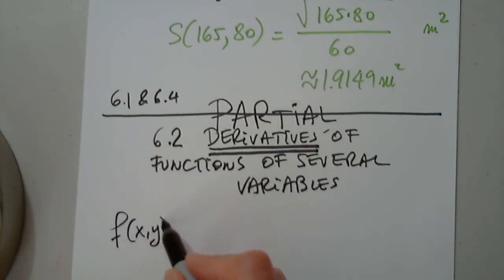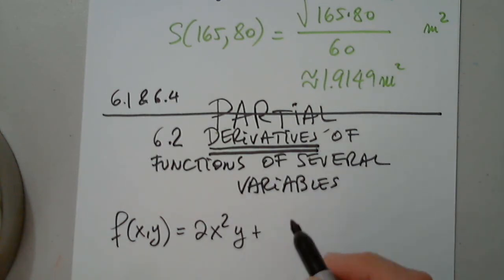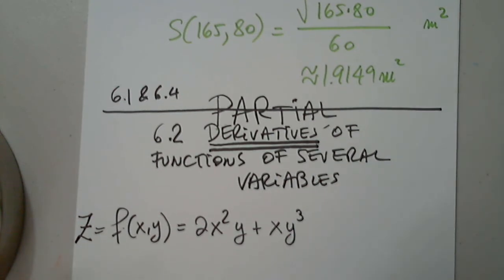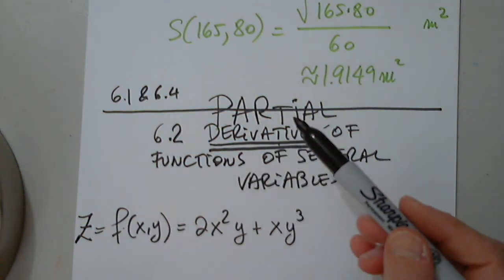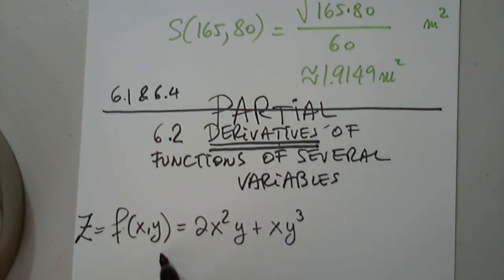So, okay, here's a function. Here's a function of two variables. Let's say 2x squared y plus xy to the third. It's a function of two variables, x and y, and this is basically function variable z. Z is the function, x and y are the independent variables. If I want to find a derivative for such a function, I have to find the partial. What does that mean? And what is the notation? Here is the notation.